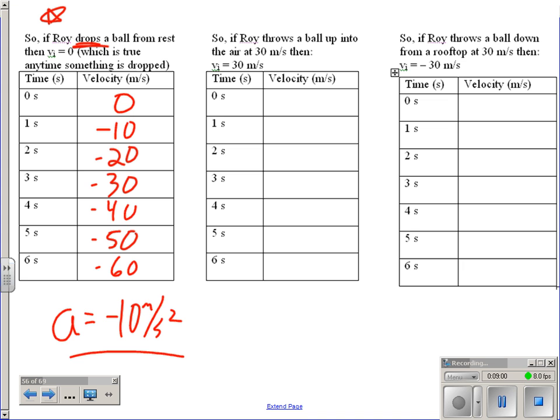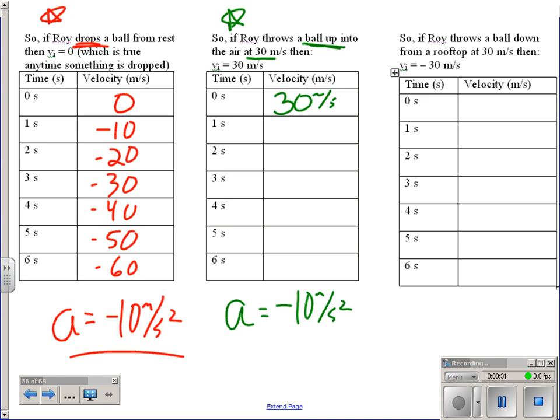Okay? Now, in this next example, same idea, but this time he's throwing the ball up into the air. He's throwing the ball up at 30 meters per second. So when the ball leaves his hand, it's going up at 30 meters a second. That means that our starting velocity is 30 meters per second. Now, because he's thrown it, after he lets go of it, the only force on it is going to be gravity. So we're going to have an acceleration of -10 meters per second squared. And so the velocity is going to decrease by 10 every second.